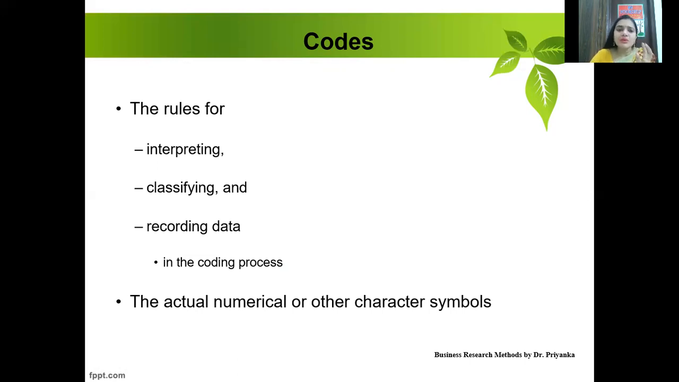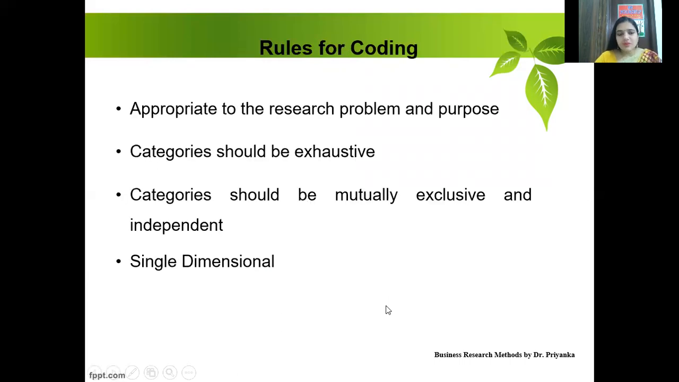You have to always logically code the answers so as to get a better understanding even later on, with actual numerical or other character symbols. Some rules for coding: codes should be appropriate to the research problem and purpose. Like I mentioned about CSR practices, if a company is practicing CSR, then 1. If it is not, then 0. That is somewhere justifiable, right? And sometimes yes or no can be coded as 1 and 2 as well.